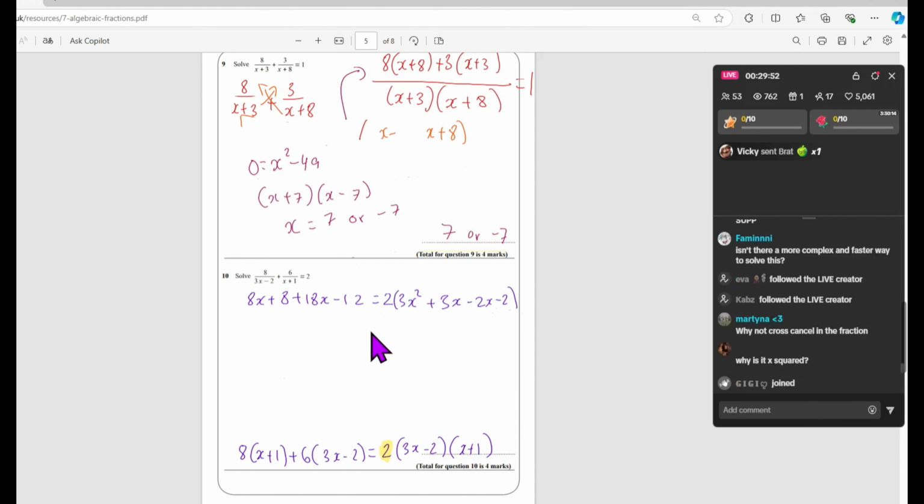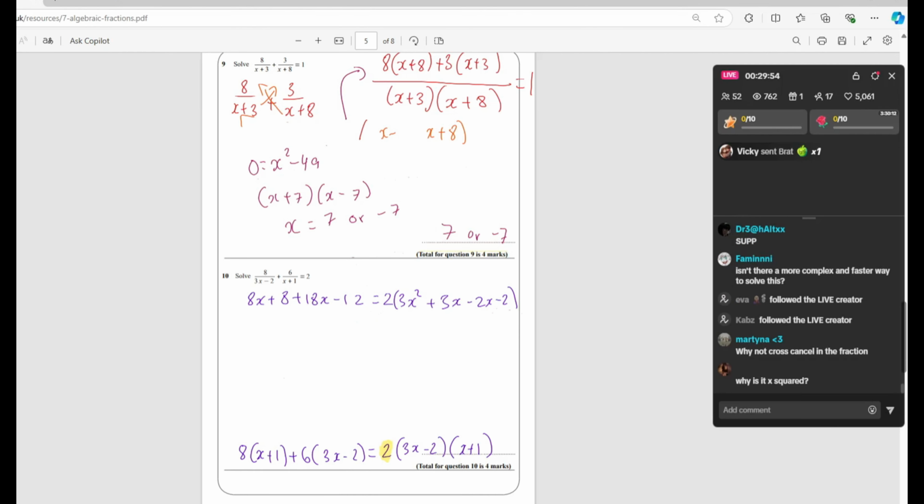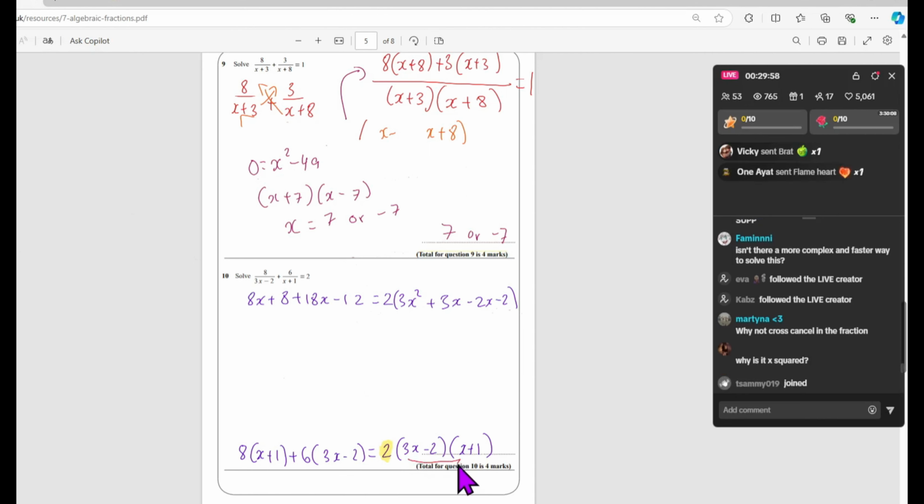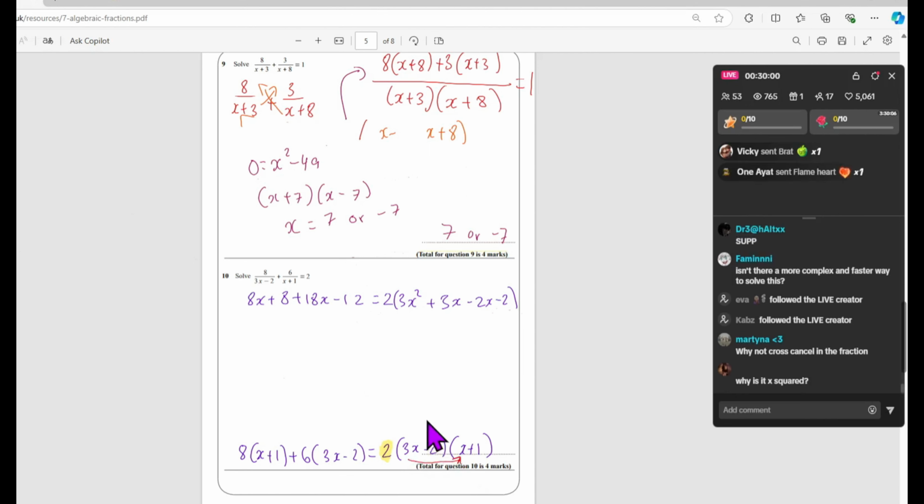Why is it 3x squared? It's because 3x times by x, you will get 3x squared, okay?